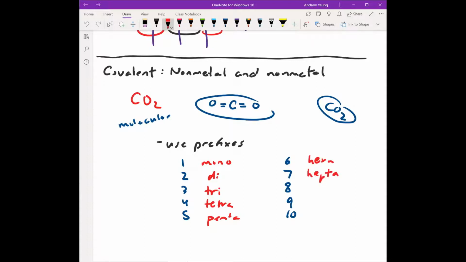8 is going to be octa. 9, nona. And then 10 we are going to have deca. All right. So that's basically chapter 4.